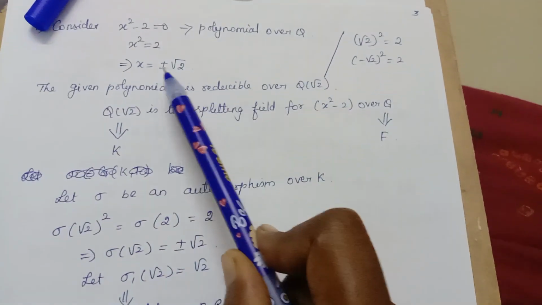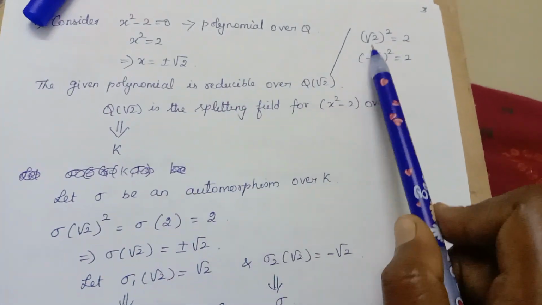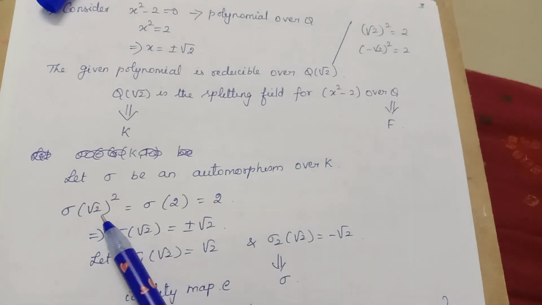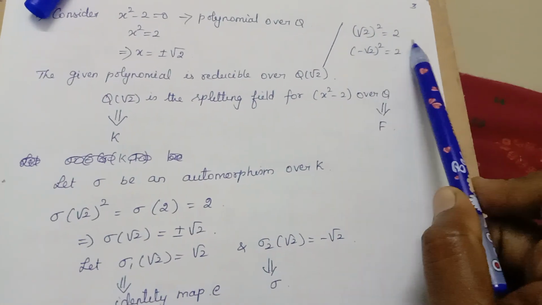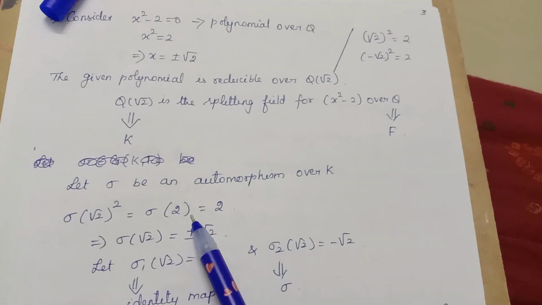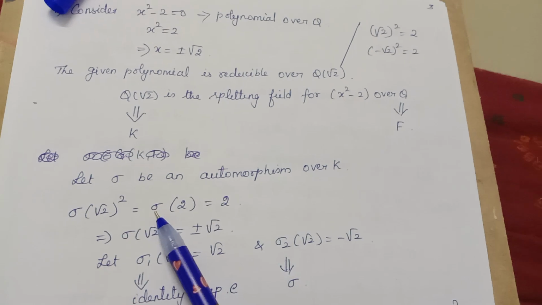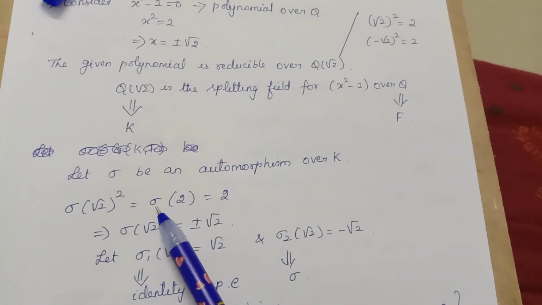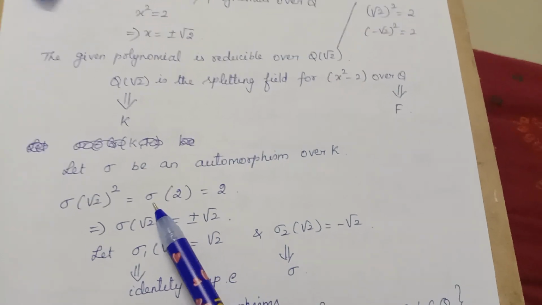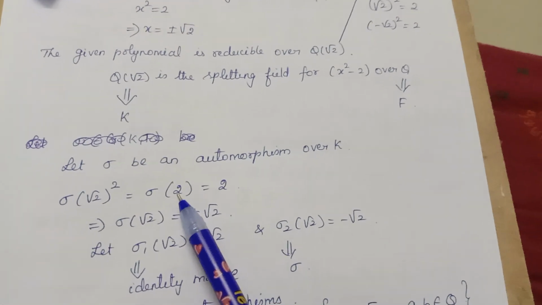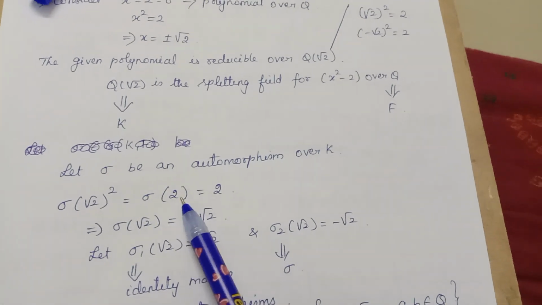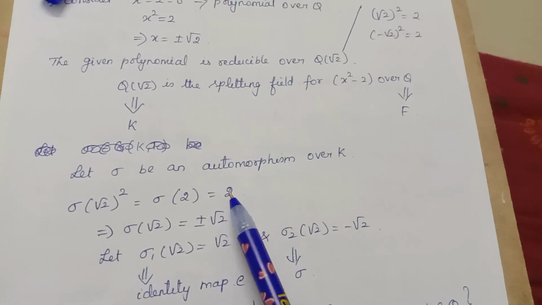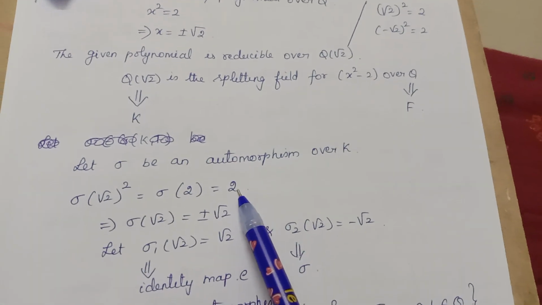Because see, plus root 2 and minus root 2 are roots of this equation, no? So root 2 square equal to 2 and minus root 2 square equal to 2. So sigma of root 2 square, the value is what? 2. So it is equal to sigma of 2. See, sigma is an automorphism, and I already told you that every rational number is left fixed by every automorphism. So 2 is a rational number, no? So sigma of any rational number is equal to the rational number itself. This property I have stated already in the beginning of this video itself.